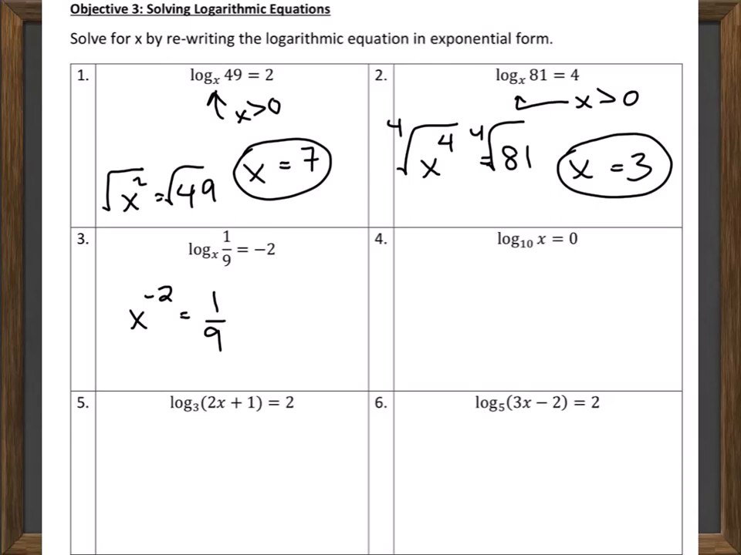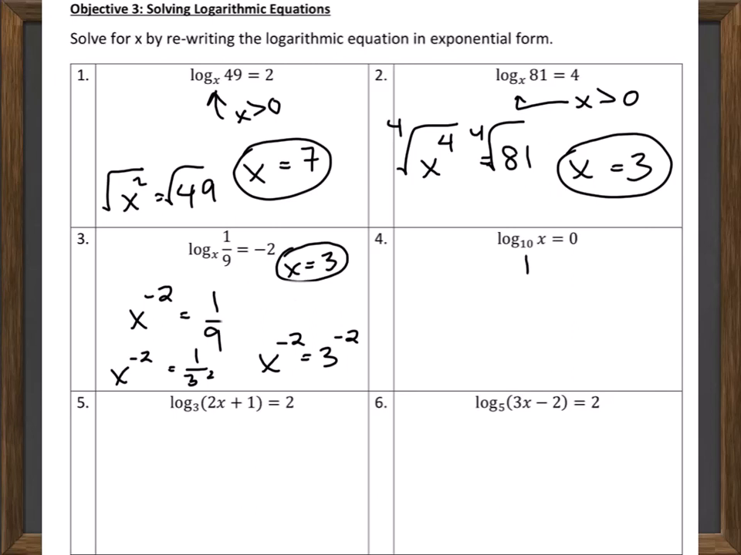We could leave x to the -2 here. But isn't 9 equal to 3 squared? And let's keep going. 1/3 squared is equal to 3 to the -2nd power. So we just figured out that x is equal to 3. So that's one way to think about it. You could also go through and draw your log scale for base 3 if you needed to.